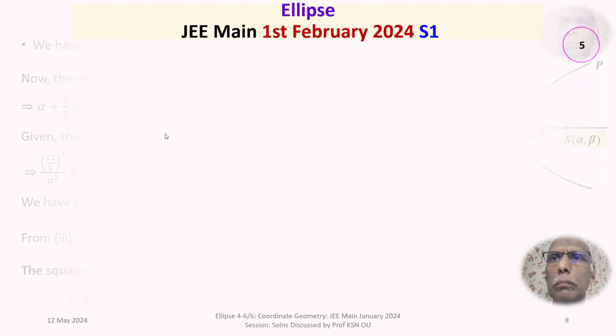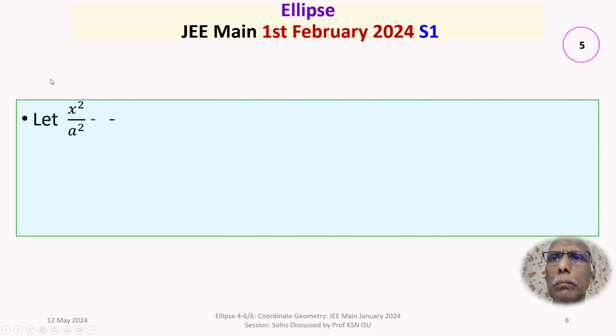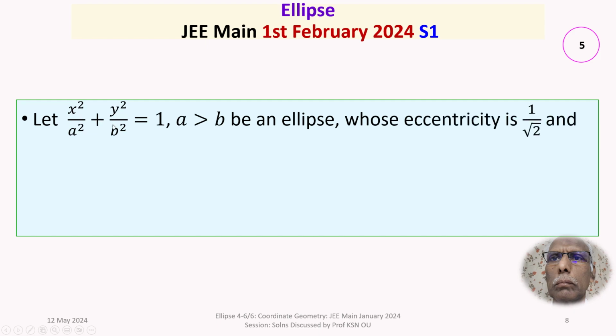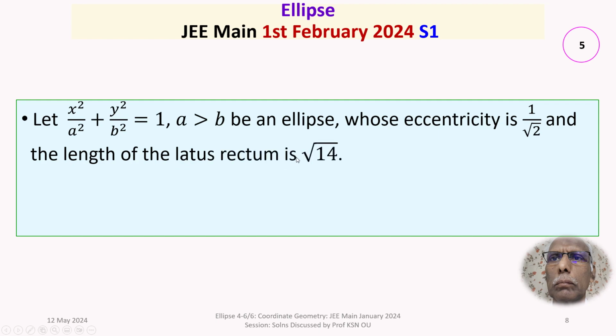This question has appeared in the JEE Main exam held on 1st February 2024 in the first shift. The given question is, let x square by a square plus y square by b square is equal to 1, where a greater than b, is an ellipse. We are given an ellipse whose eccentricity is 1 by root 2, and the length of the latus rectum of this ellipse is given to be root 14.